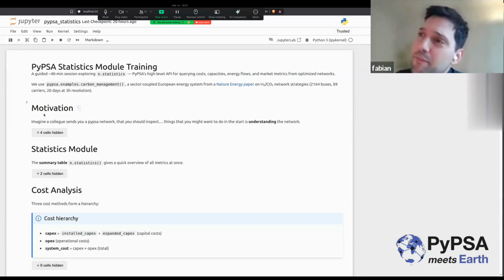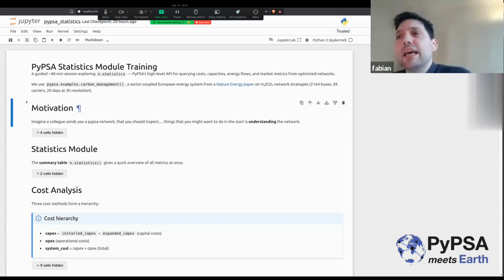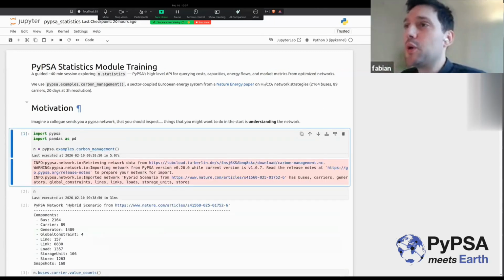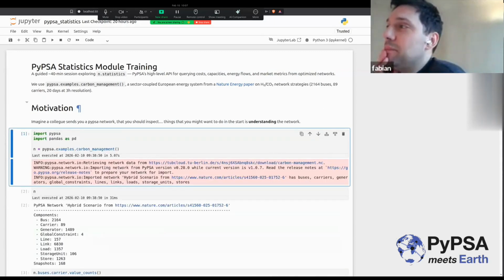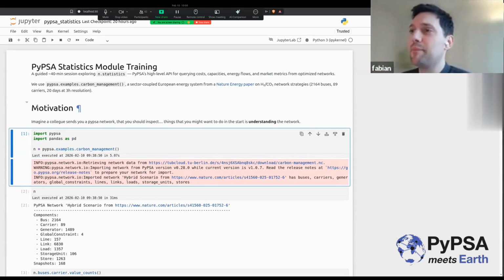So let's say we start here with the motivation. Let's say you have a nice colleague who is giving you a task. He's sending you over a PyPSA network and he wants you to inspect it and tell him something about it. Perhaps what's the behavior, what's the capacity, just really getting a feeling for what's happening there. These PyPSA networks tend to be very complex when it comes to multiple buses and sectors and whatever, and you want to have a good understanding of it.